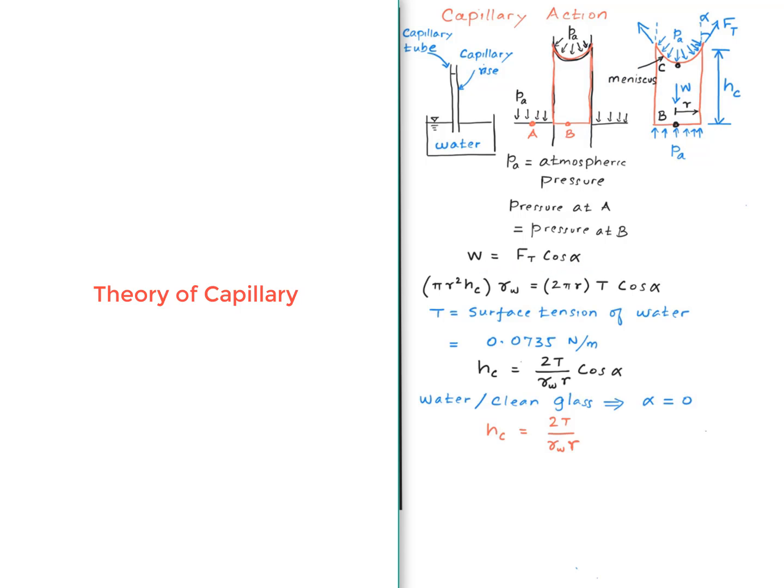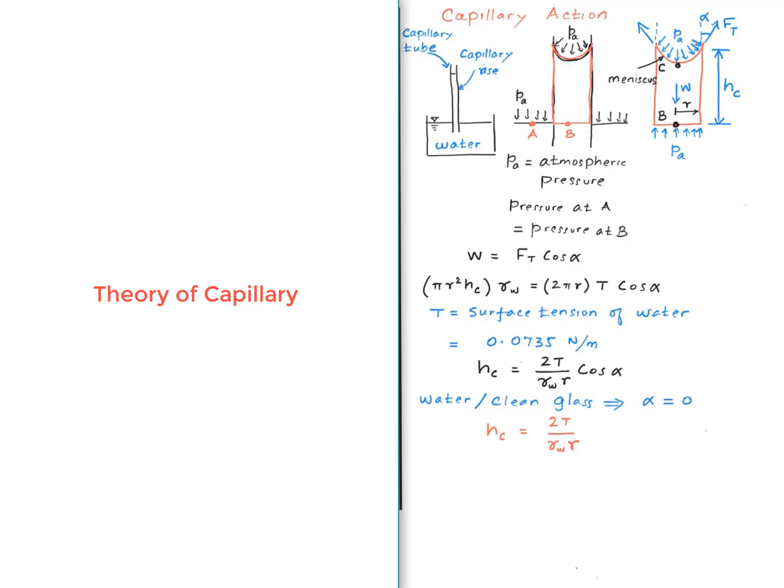W equals Ft cosine alpha. The height of the water column varies along the meniscus, but taking an average height as h sub c, then the weight of the water column equals volume multiplied by the density of water, denoting the surface tension by T, where T is the force per unit length. You multiply T by the circumferential length of the circle, which is 2 pi r, you get Ft.